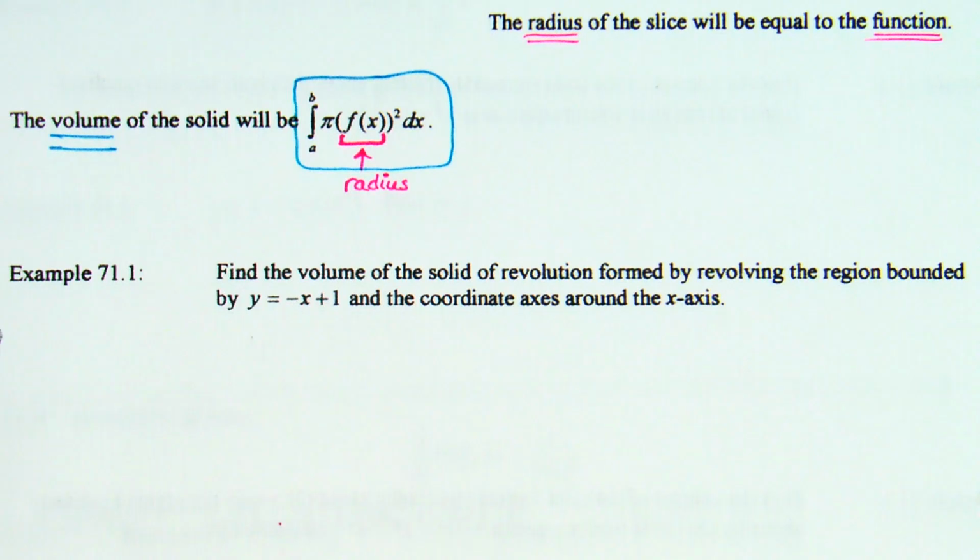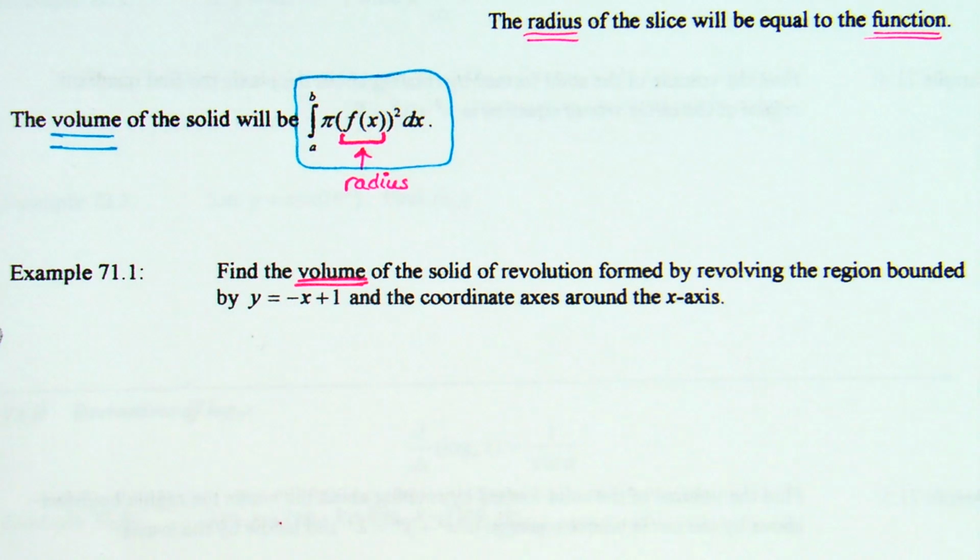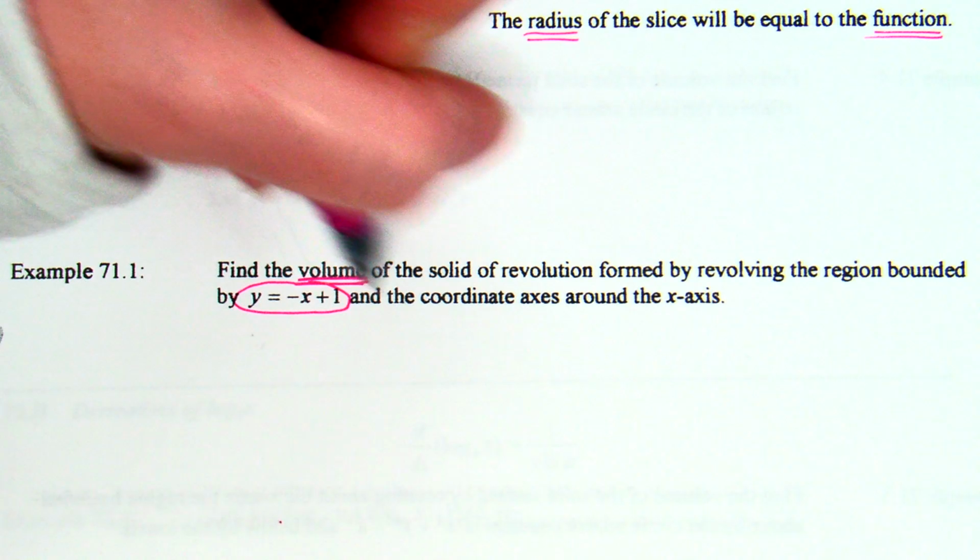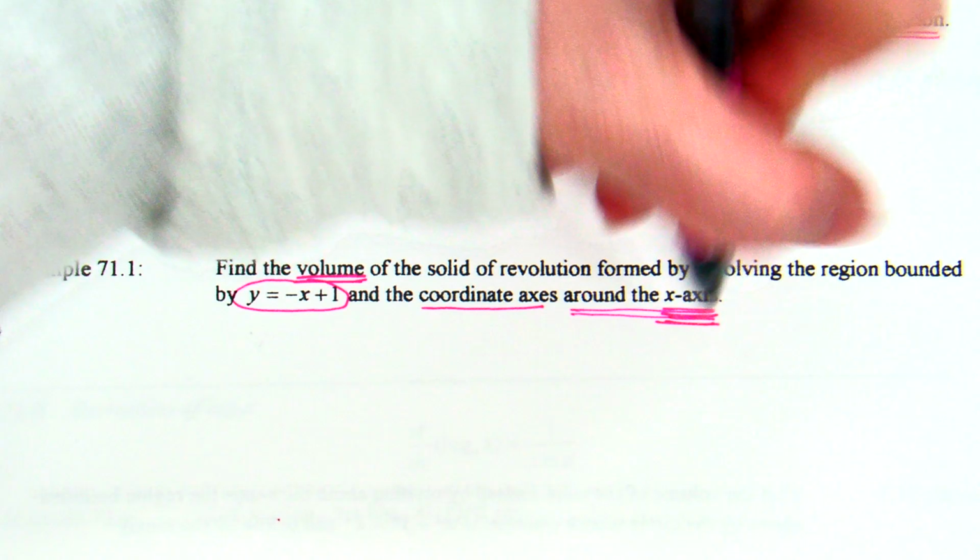Find the volume. So keyword: you see the word volume, yes? Not just talking area, but volume. Of the solid of revolution formed by revolving the region bounded by y equals negative x plus 1 and the coordinate axes around the x-axis. So we're given y equals negative x plus 1, and the coordinate axes, and we're going to revolve it around the x-axis. You have to watch what axis they say, because that can vary from problem to problem.